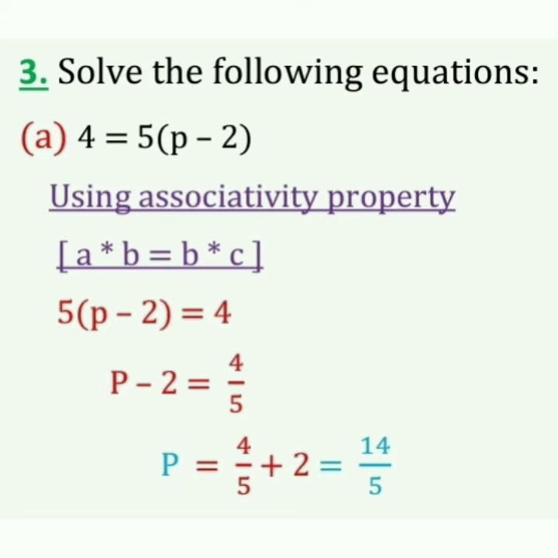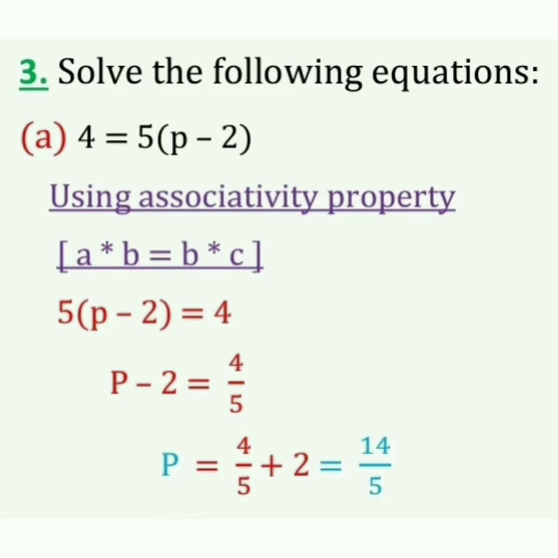Sum number 3. Solve the following question. A, 4 is equal to 5 into bracket p minus 2 bracket close. Now students, please pay attention. Using the associative property. Now what is the associative property? That is A into B is equal to B into A. The answer of A into B and B into A both are equal.